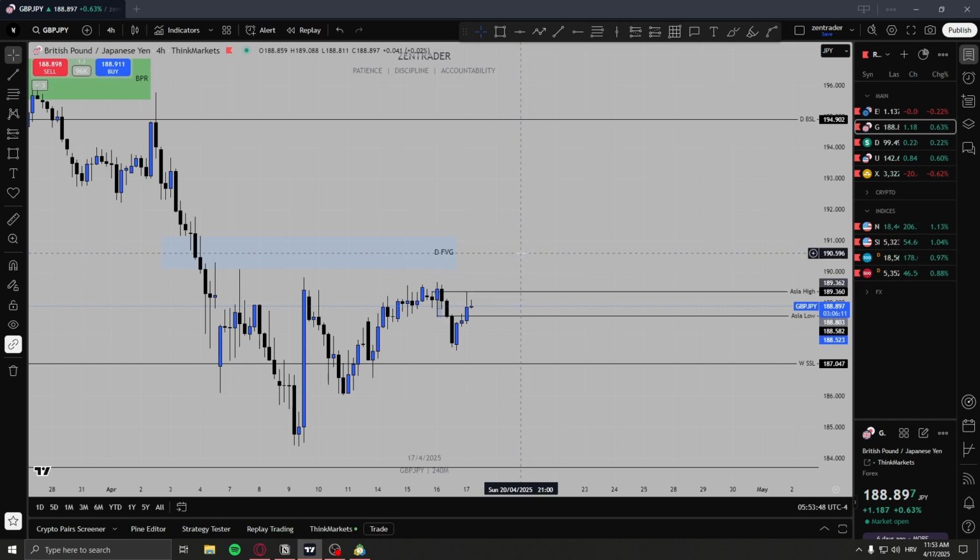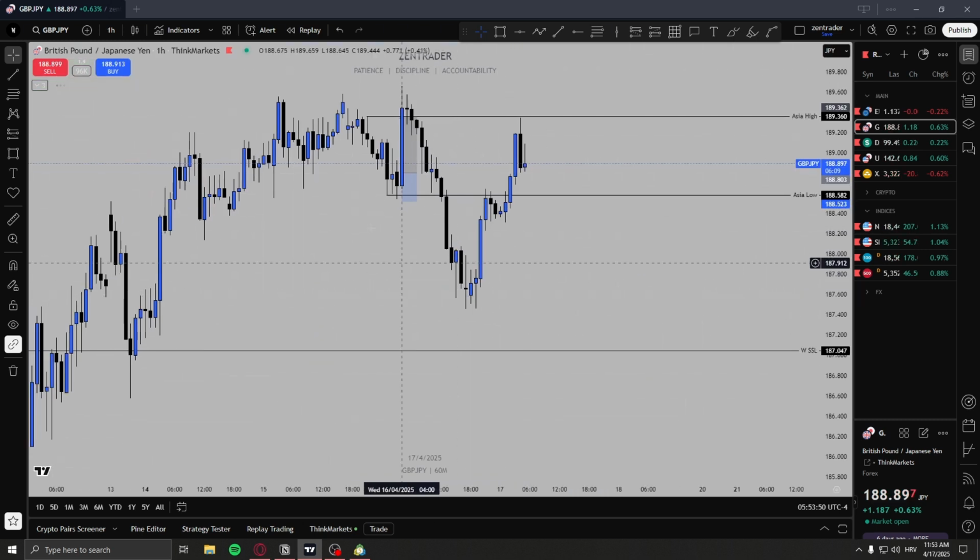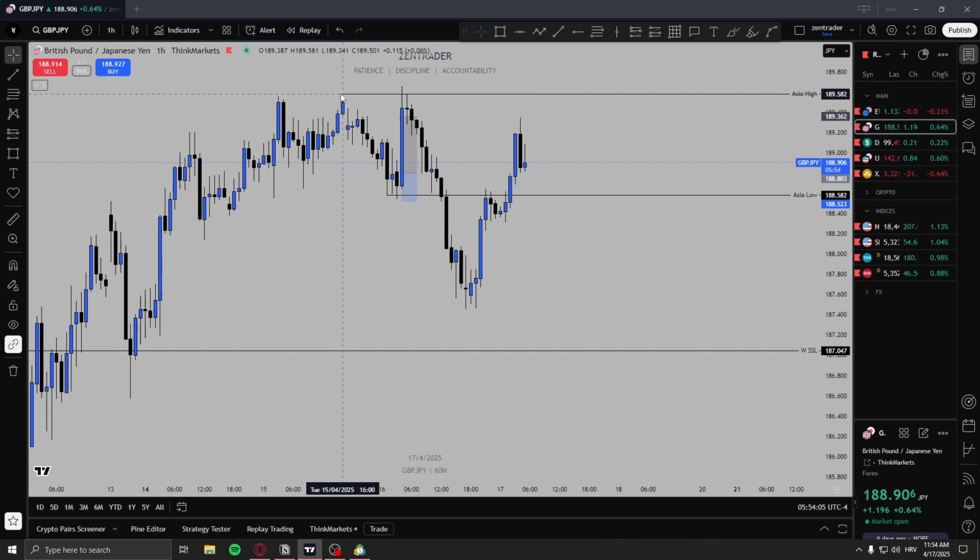And then as we can see on here, once we swept out the Asia low, we also swept, prior to that, a lot of sell liquidity to the left. So we even took out this low, this low, this low. So we took out a lot of sell liquidity, and we obviously have buy side liquidity above. Okay, so all of this liquidity right here.